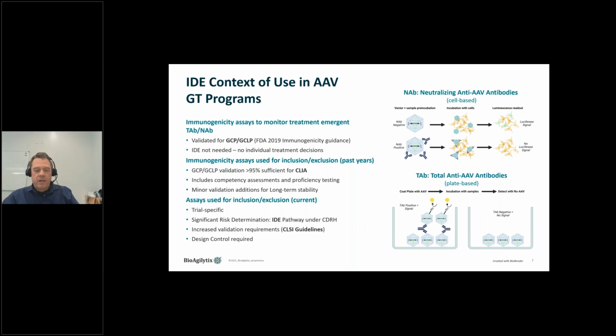And validation for IDE needs to be performed according to CLSI guidances. And I have a couple slides showing differences between the immunogenicity and CLSI guidances. And finally, development and validation for IDE purposes needs to be performed under design control. So next slide, please.